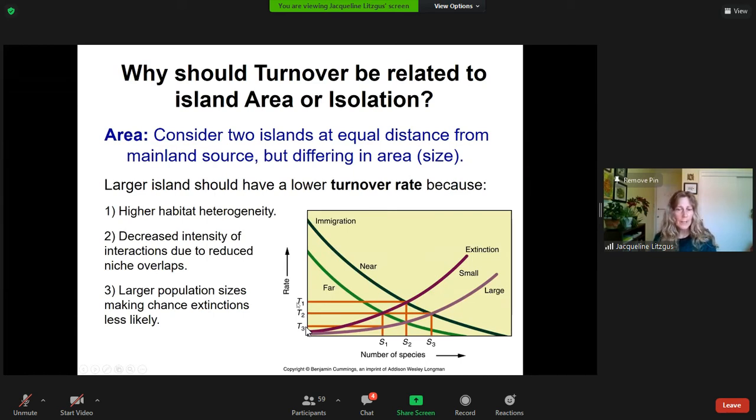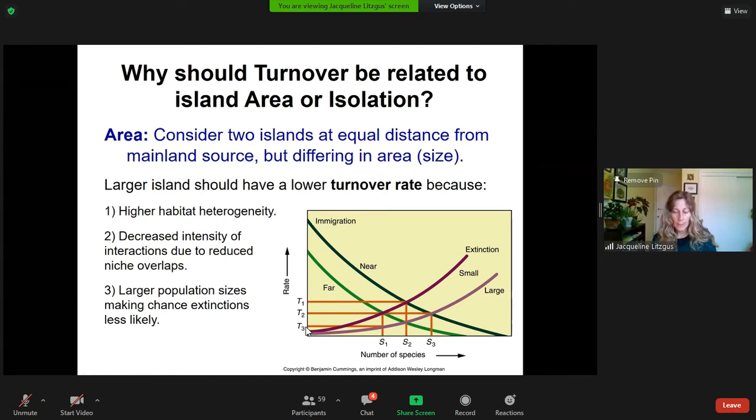This T stands for turnover. So why should this turnover value be related to island area or isolation? First we'll consider area, and on the next page we'll look at isolation. If we think about two islands that are equal distance from the source, so we're controlling for distance from the mainland, but they differ in size, they differ in area.